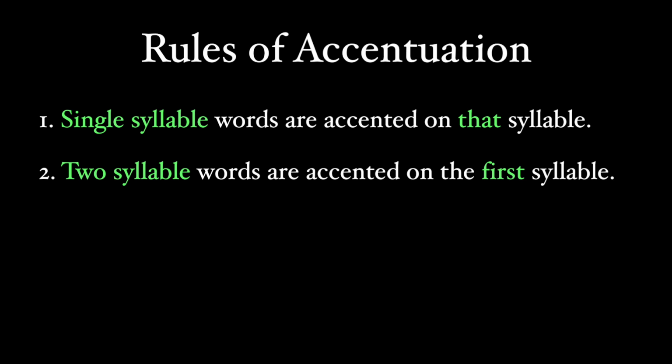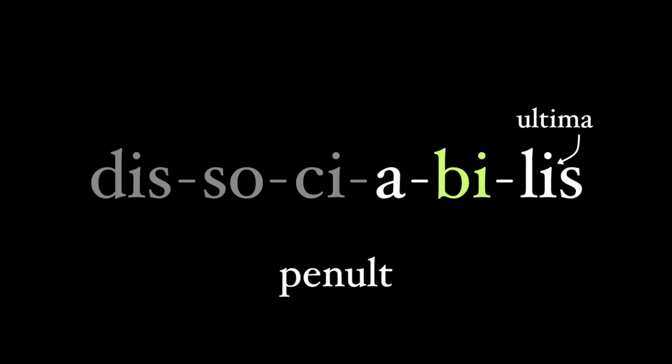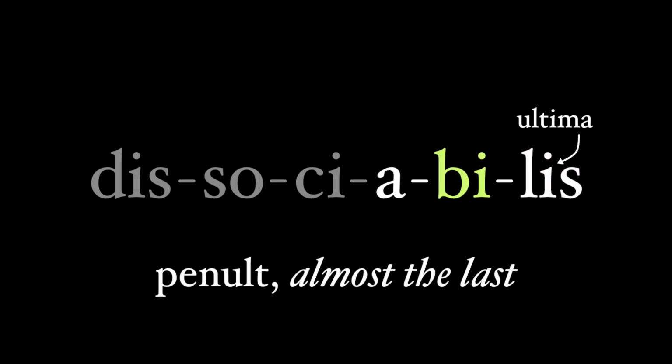And before I get to words longer than two syllables, I first need to give a few definitions here. So let's take a rather long word like dissociabilis. I'll syllabify it, 6 syllables in all, and the last 3 syllables have terms associated with them. The last syllable, lis here, is called the ultima, literally Latin for last. The second to last syllable is called the penult. This is a compound from paene, meaning almost, and ultima, meaning last. The second to last syllable is literally almost the last one.